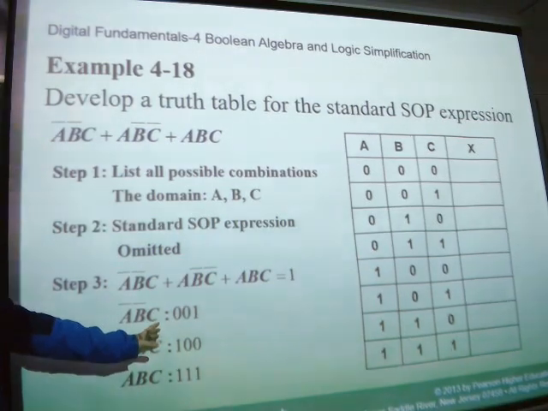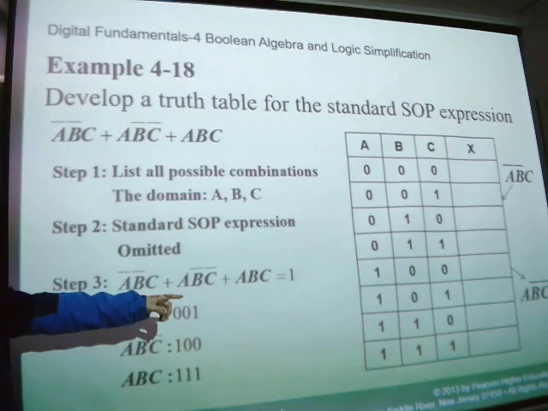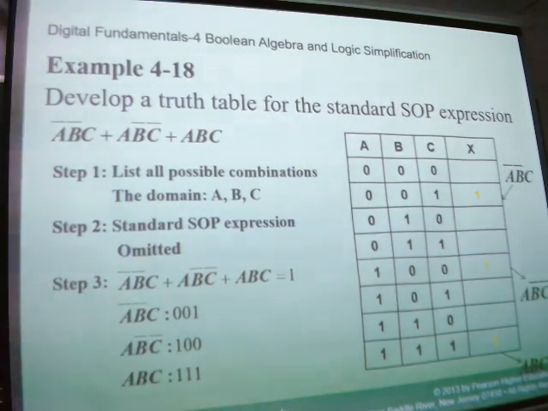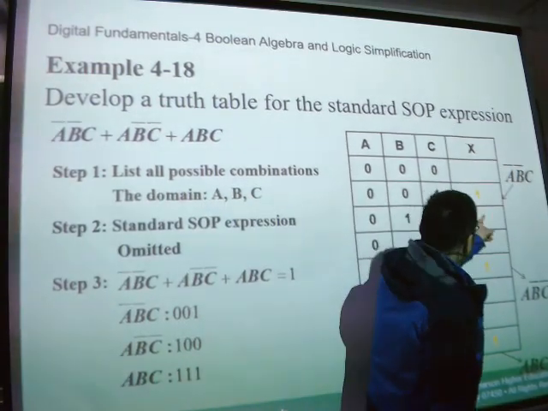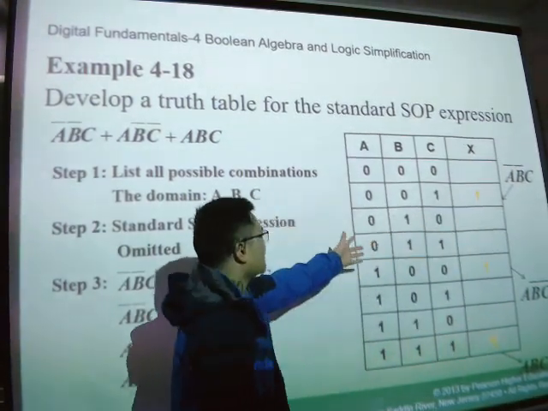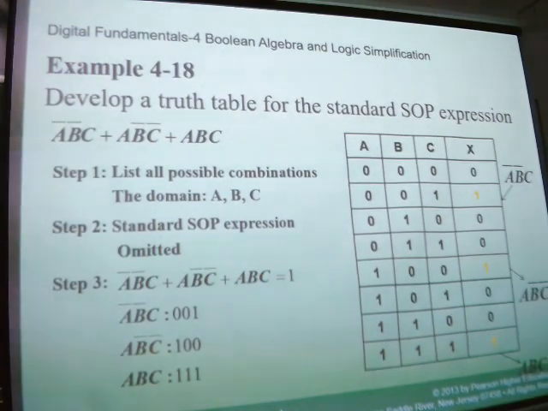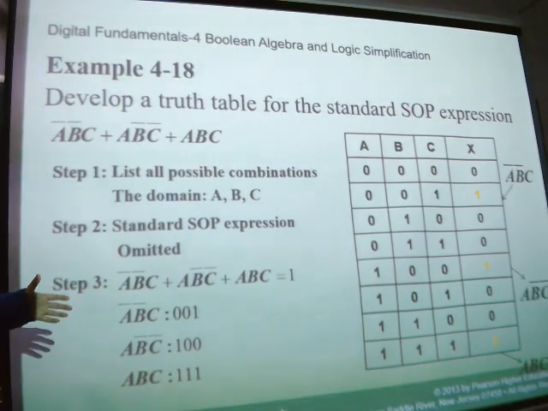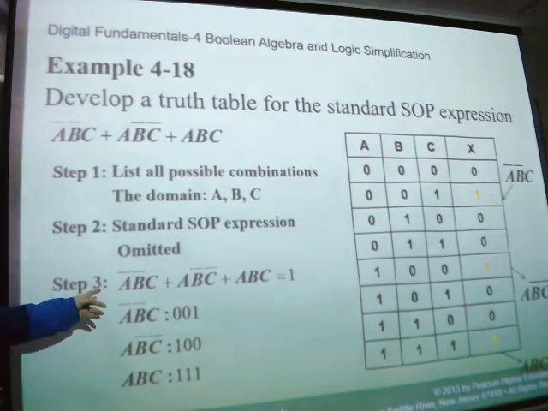So write down 1 to this position. And the others are 0. So this is the truth table for this standard SOP expression.